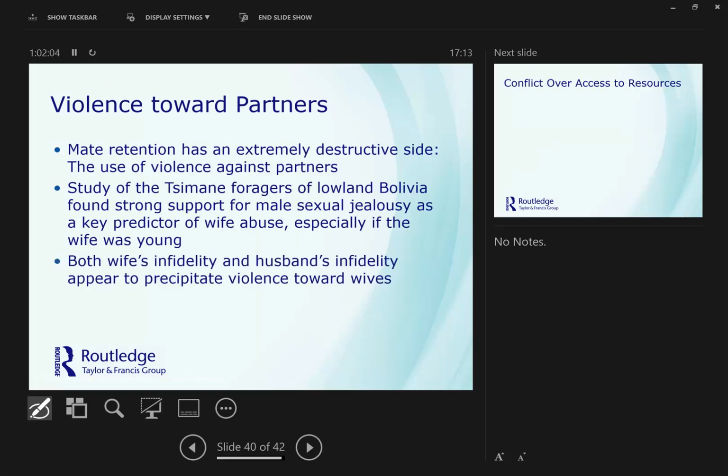What about violence? Violence toward partners is never acceptable. I hate that I have to put that disclaimer out there, but there it is. Right, so a lot of this is related to sexual jealousy. Again, we already talked about that. The higher the sexual jealousy, the more likely the wife is to be the recipient of abuse, right? Particularly when it's related to infidelity. That is going to really drive up the likelihood that the husband's going to commit violence toward the wife.